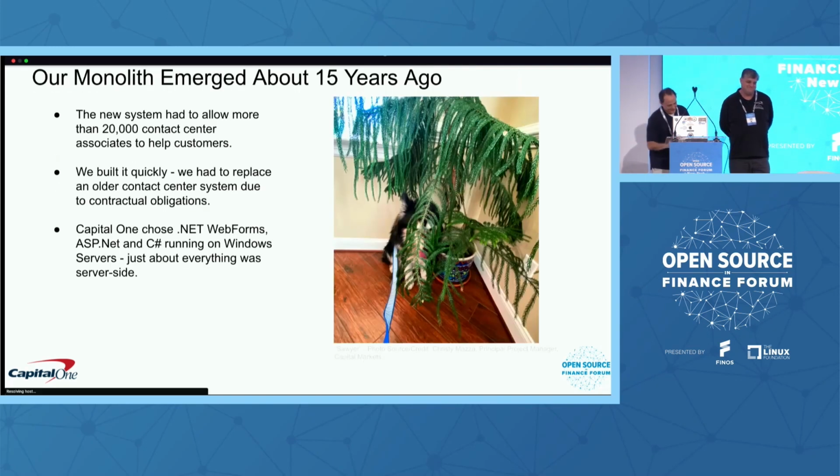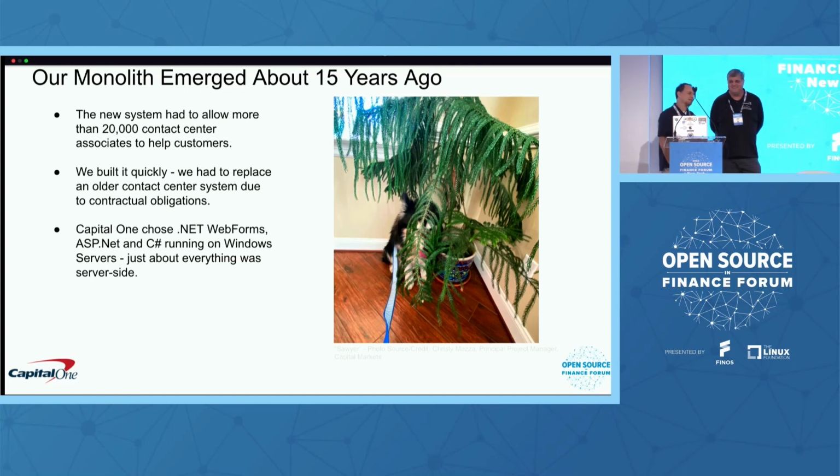So our monolith emerged about 15 years ago. What we have is a large contact center. For those of you who are not familiar with contact centers, when a customer cannot solve a problem on a website or otherwise, they'll call in. We might help them with payments, rewards, any sort of question they have. So it has to represent the full line, in this case, of the card business.